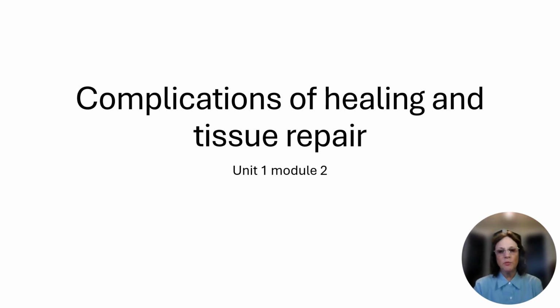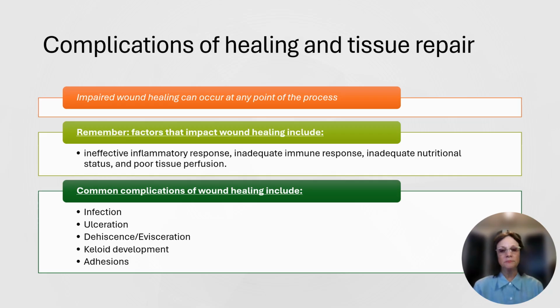In this presentation, we're going to talk about complications of healing and tissue repair. This is going to involve things like impaired wound healing. And again, this can happen at any point in the process of wound healing. And we want to remember the factors that impact wound healing.